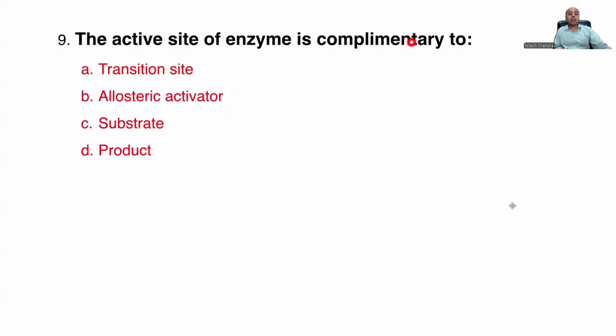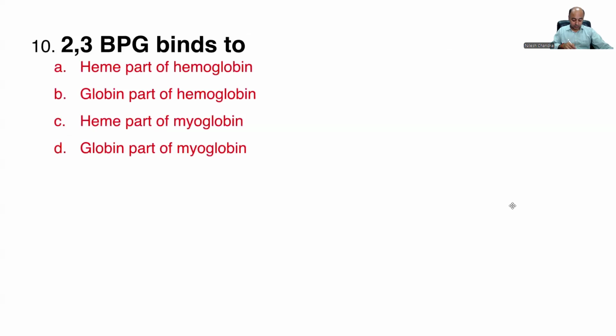The active site of an enzyme is complementary to: your options are transition site, allosteric site, substrate, and the product. So the active site is the place where the substrate has to bind so that it can undergo catalysis. So obviously, first the substrate has to bind, if it has to be complementary to the substrate. Substrate is the best answer. Again, we'll talk about the mechanism of action of the enzymes. That is one important aspect. Second aspect is the enzyme inhibition and the graphs. So those things we'll discuss later.